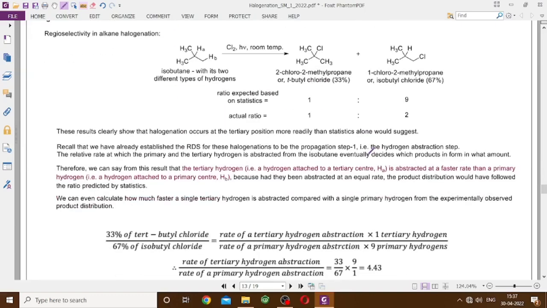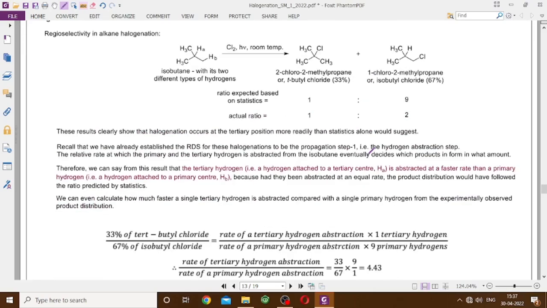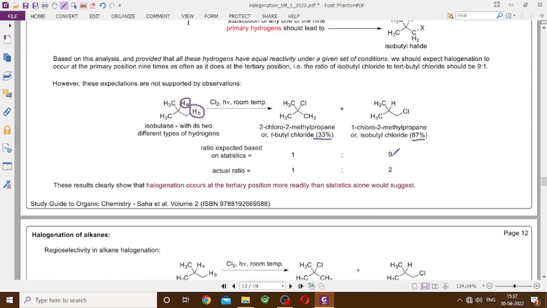So can I actually calculate that? How much more reactive is it compared to a primary hydrogen? This can be very easily calculated from this one. The expected ratio is 1:9, the actual ratio is 1:2. That difference must be arising due to the reactivity difference. So the difference of reactivity between a primary and tertiary hydrogen is like 4.5 times, where the tertiary hydrogen is 4.5 times more reactive compared to a primary hydrogen under the given set of conditions.